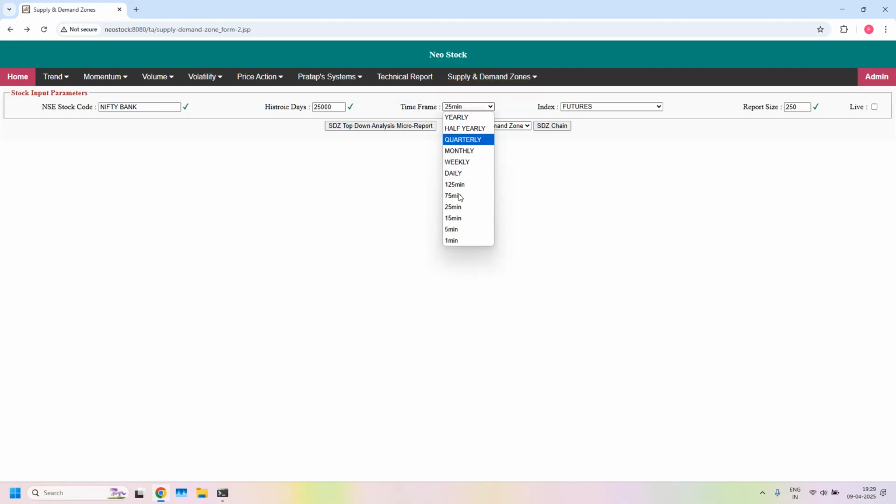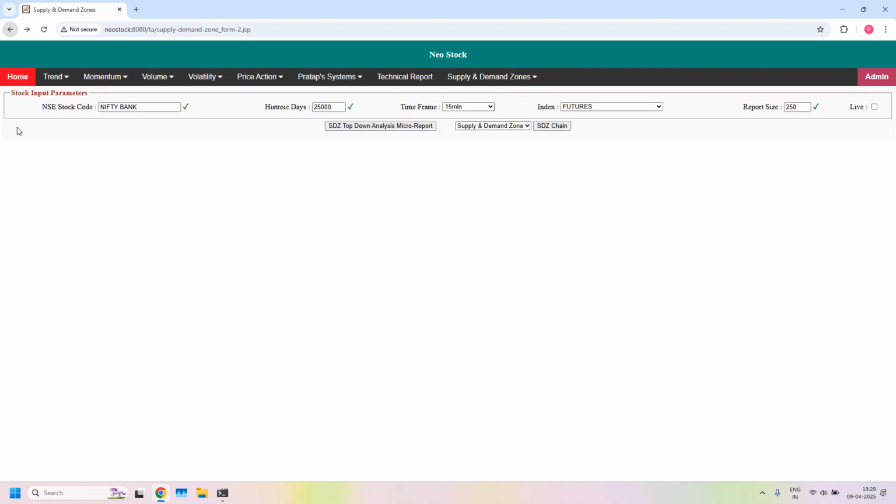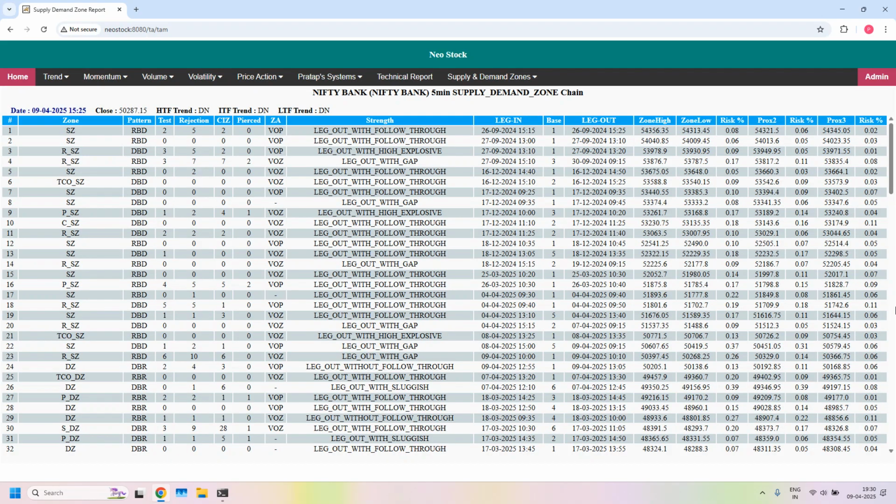Next, the 15 minutes supply demand zone chain for Bank Nifty. Next, the 5 minutes supply demand zone chain for Bank Nifty. Serial number 23 is the nearest 5 minutes demand zone. Let me adjust it in the center.